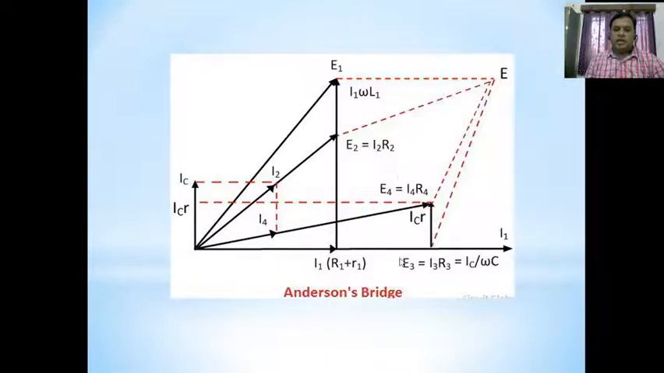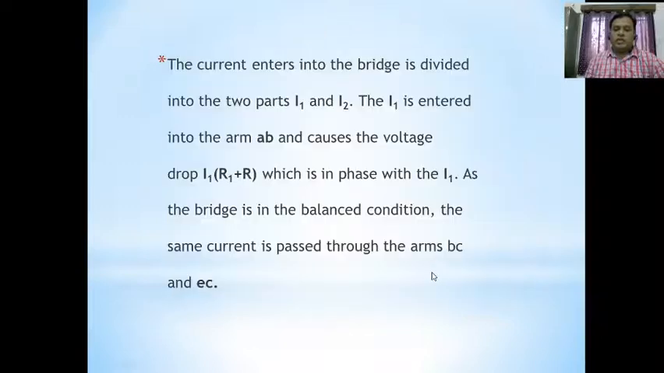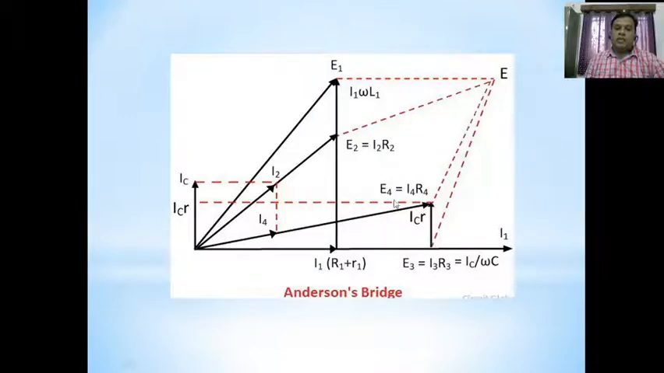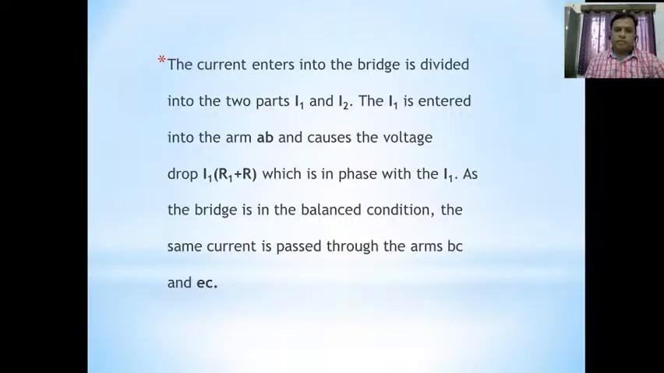So we can write this voltage as IC by omega C, and E1 equals I1 omega L1, and for resistances we can write E2 equals I2 R2 and E4 equals I4 R4, because they are purely resistive. E2 and E4 are purely resistive, whereas E1 and E3 have the inductances and capacitances respectively.